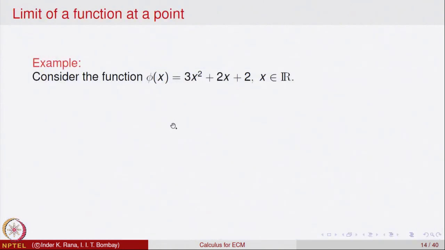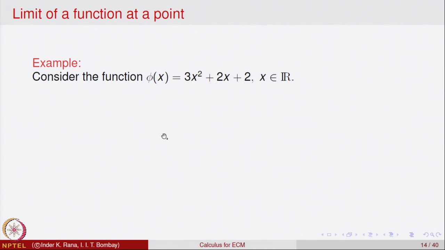For example, let us look at the function 3x squared plus 2x plus 2 for x belonging to R. This function is denoted by the Greek letter phi. So, phi is a function defined on the whole real line, and phi of x is equal to 3 times x squared plus 2x plus 2.